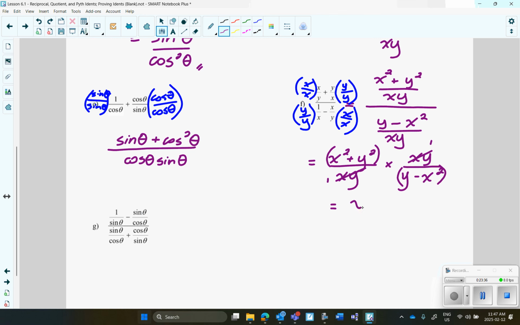So my final answer is going to be the expression x squared plus y squared, thinking of parentheses around it, divided by y minus x squared. That's as far as I can go.